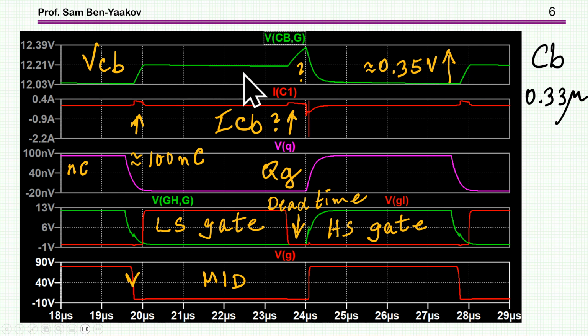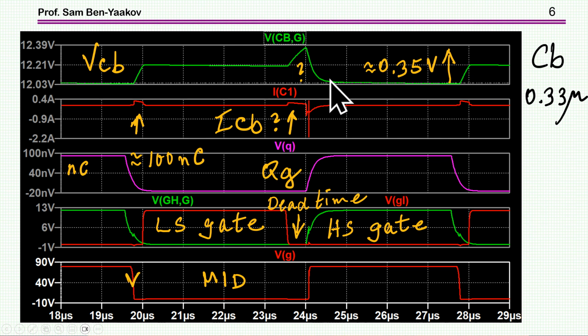I think we should understand everything that is happening here. And the first thing is this rise here. All of a sudden we see that toward the end of this on time, we see this charge. But before that, let's have a look at the drop.